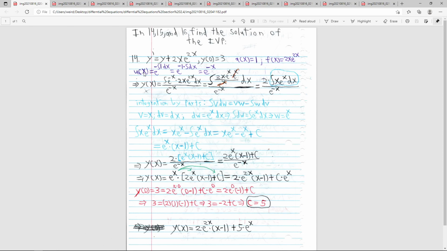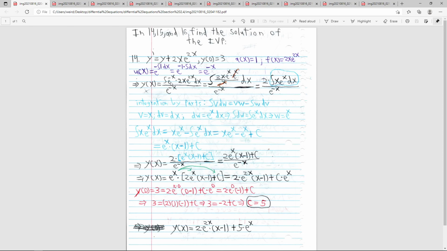Well, the integrating factor really couldn't be much simpler than this. It's just e to the negative x. The integration is very basic. And then you plug this into the formula, and we see e to the negative x times 2x e to the 2x dx.